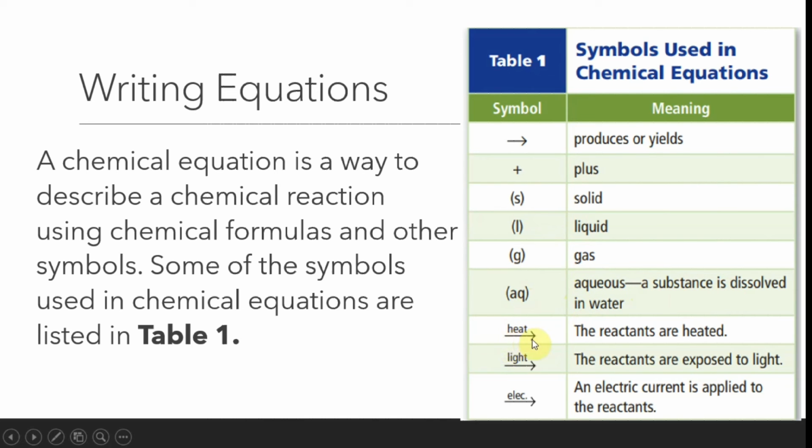If you see an arrow and the word heat on top, it means that the reactants are heated. If you see an arrow and the word light on top, it means that the reactants are exposed to light. If you see an arrow and the abbreviation ELEC, it means that an electric current is applied to the reactants.